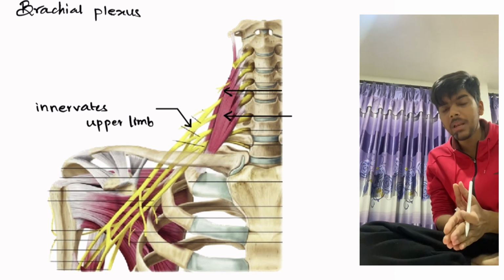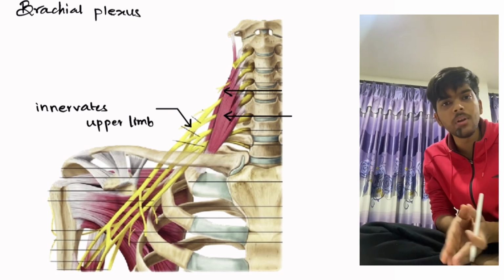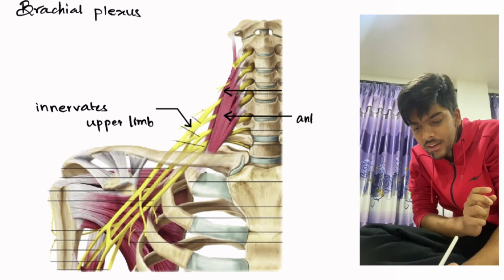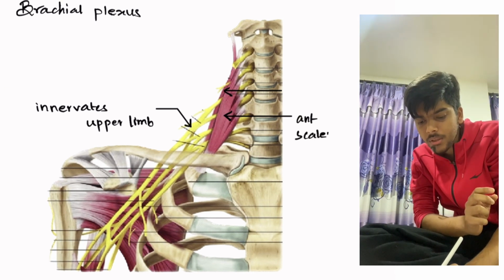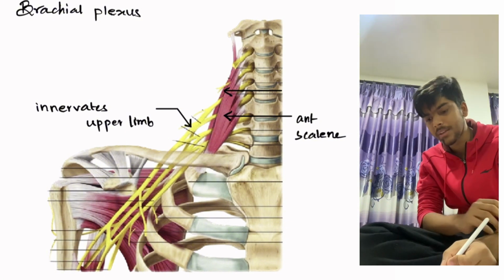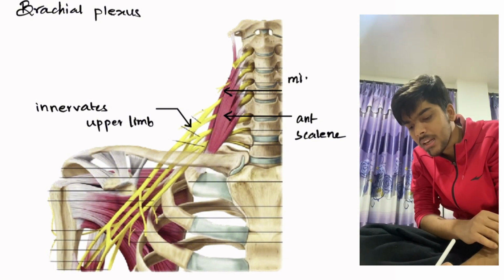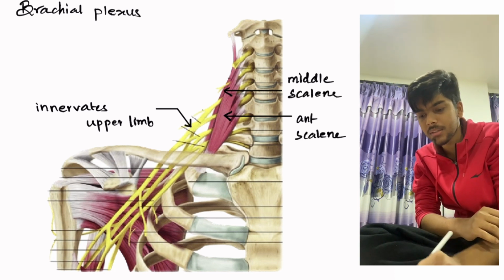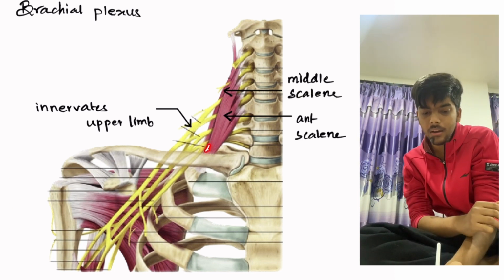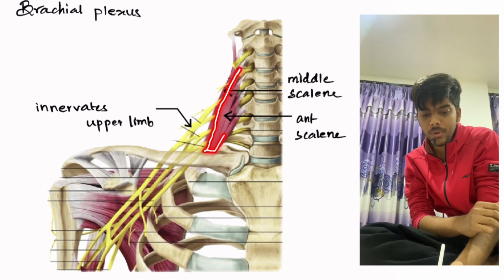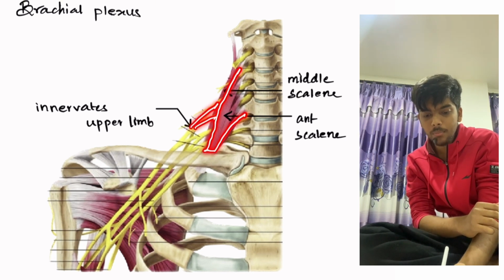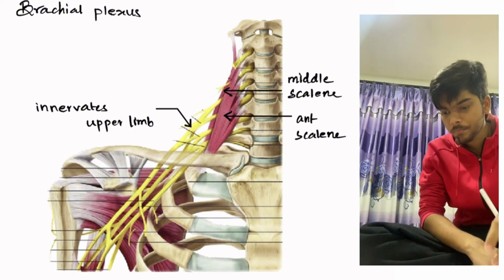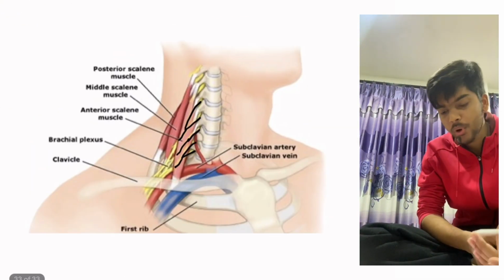Anatomically, the plexus is found sandwiched between two muscles: the anterior scalene muscle, which is present in front of the brachial plexus, and the middle scalene muscle, which is present behind the brachial plexus. This right here is the anterior scalene muscle. Here's the brachial plexus, and behind it is the middle scalene muscle. This is the other point of view for the same.